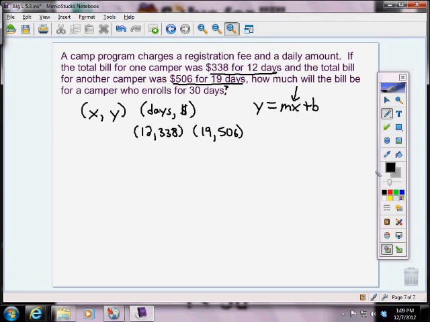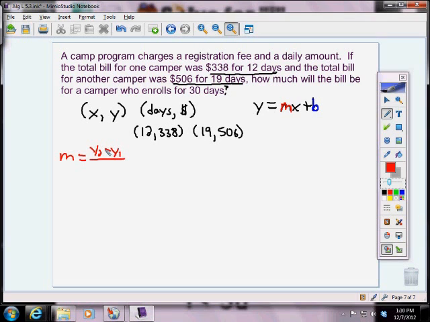Remember, we need two things to write an equation. We need slope and y-intercept. If we can get those two things, we can write an equation. So let's start by finding our slope. Can we find the slope given 2 points? Absolutely. Use your slope formula.